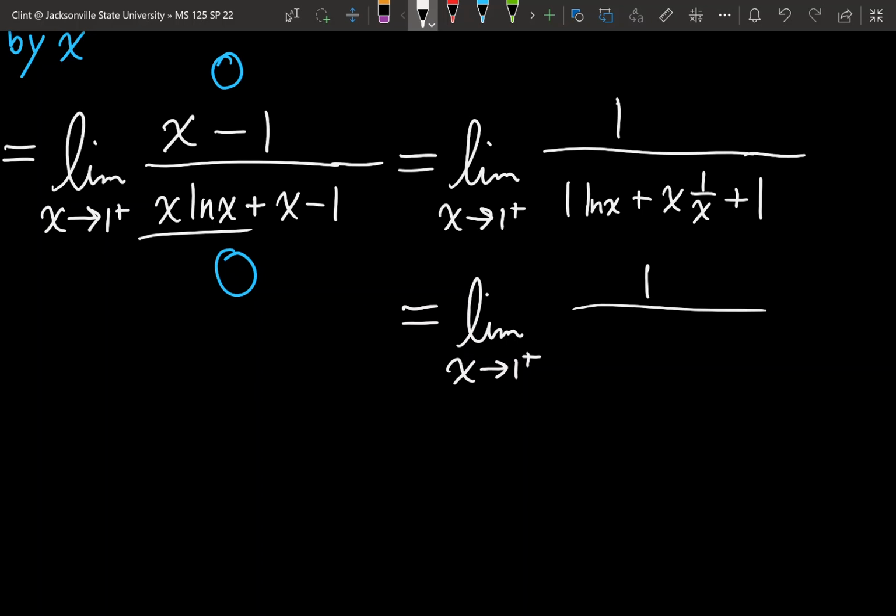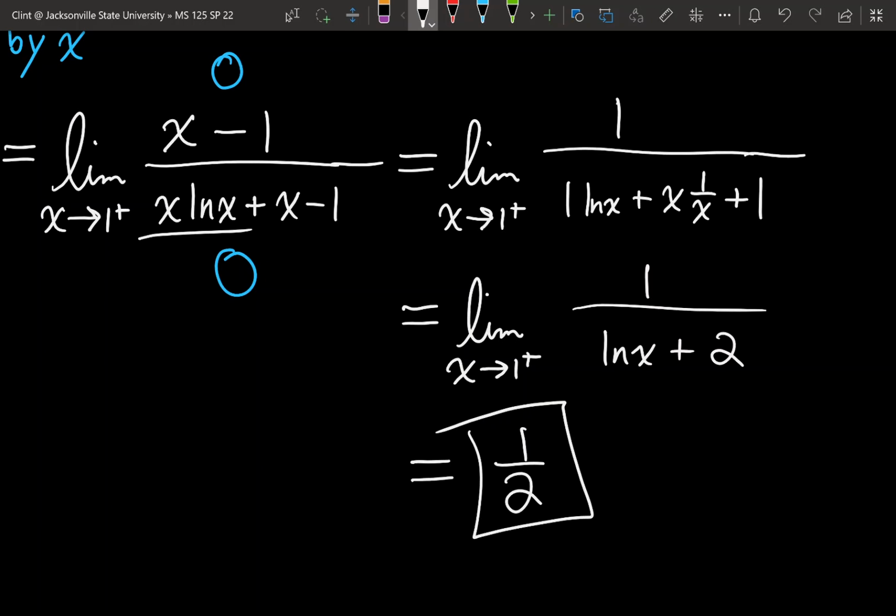It turned into 1. So we get ln of x plus 1 plus 1, so we get plus 2. And now, thank goodness, we try direct substitution. We get 1 on the top, so not indeterminate anymore. And then the bottom, ln of 1 is 0 plus 2. So finally, we get our answer. It's 1/2. They're not all that bad, I promise.